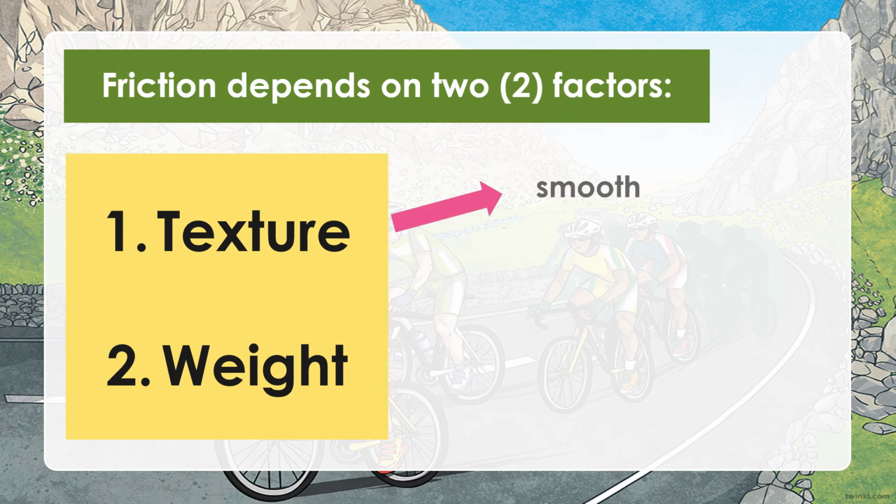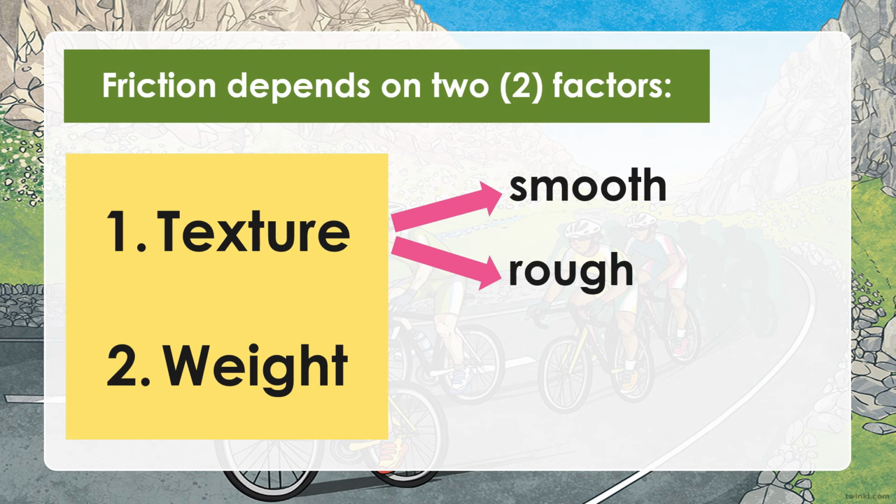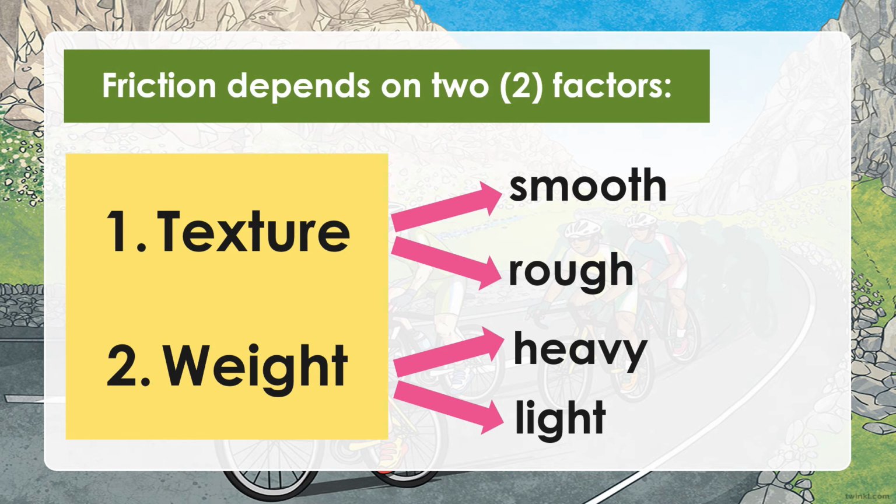For texture, we have smooth. Let's spell it. S-M-O-O-T-H, smooth. Rough. Let's spell it. R-O-U-G-H, rough. Very good. For weight, we have heavy. H-E-A-V-Y, heavy. We also have light. L-I-G-H-T, light.